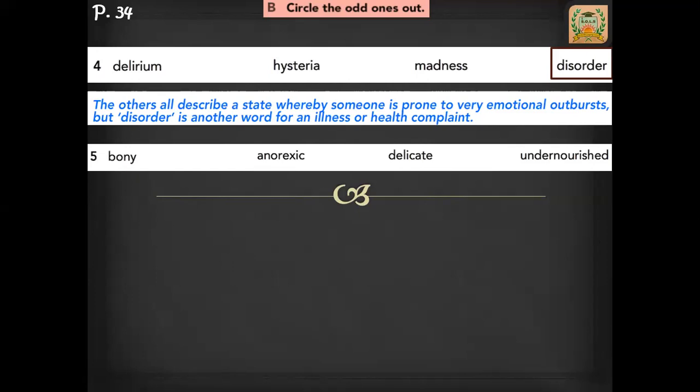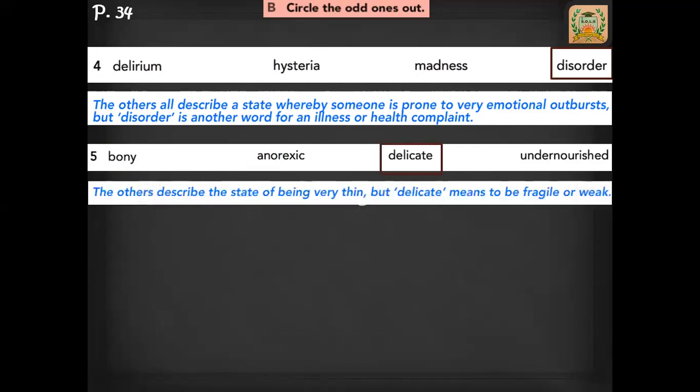Number 5: puny, anorexic, delicate, undernourished. Which one is the odd one? Yes, delicate. The others describe the state of being very thin, but delicate means to be fragile or weak. Puny, anorexic, undernourished are very thin, but delicate is fragile, can be broken easily, or weak.